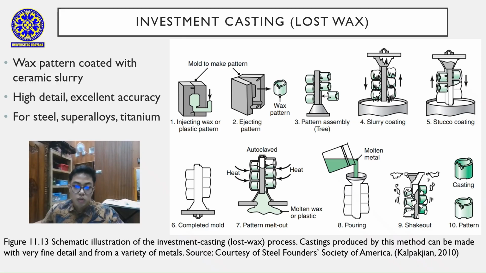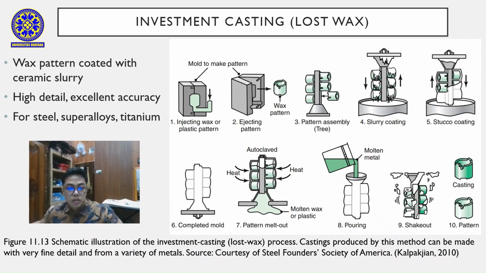Investment casting, also known as loose wax casting, begins with creating a wax pattern that's coated in ceramic slurry to form a mold. After the wax is melted out, molten metal is poured into the cavity. The process yields parts with excellent detail, surface finish, and dimensional accuracy suitable for aerospace and medical applications. Figure 11.13 details the investment casting or loose wax process.